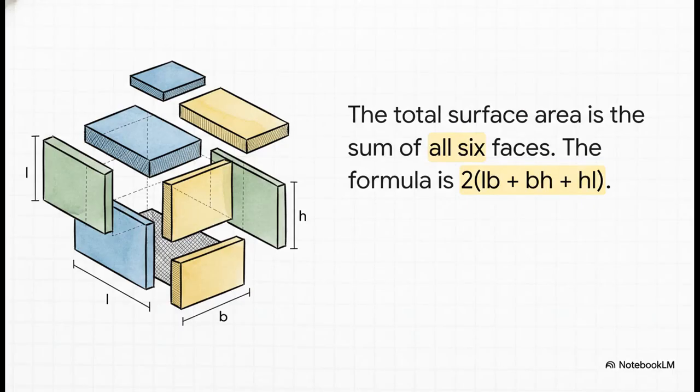So for a cuboid, this formula looks a little busy, but it's really just doing some simple addition. Think about it. A box has three pairs of identical faces, right? A front and a back, a top and a bottom, and two sides. So this formula just calculates the area of one from each pair: the top, the front, and one side, adds them all up, and then just multiplies by 2 to get all 6 faces.